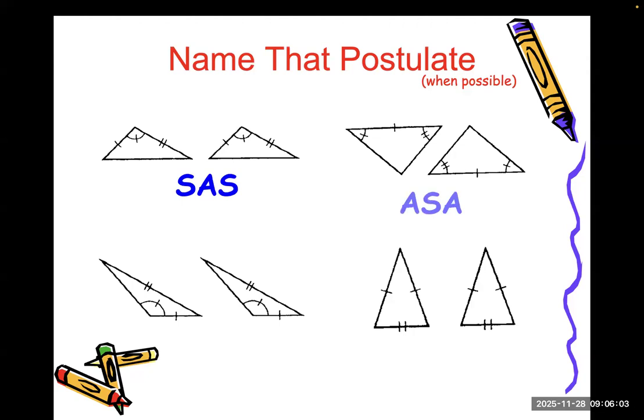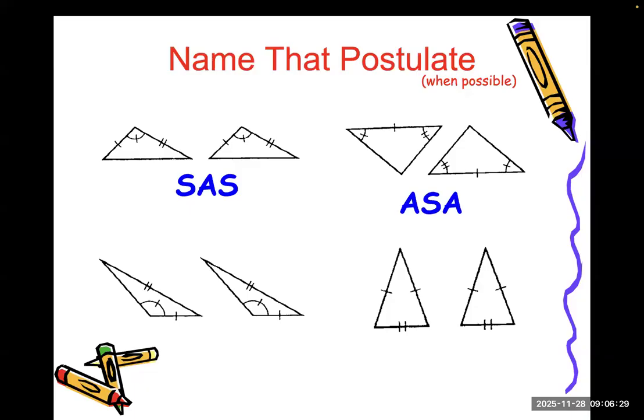Now let's go to our second one. We have two angle pairings and a side pairing. So it's either AAS or ASA. The question here is: is the side in between the two angles? Is it an included side? The answer is yes. Ergo, it is ASA.